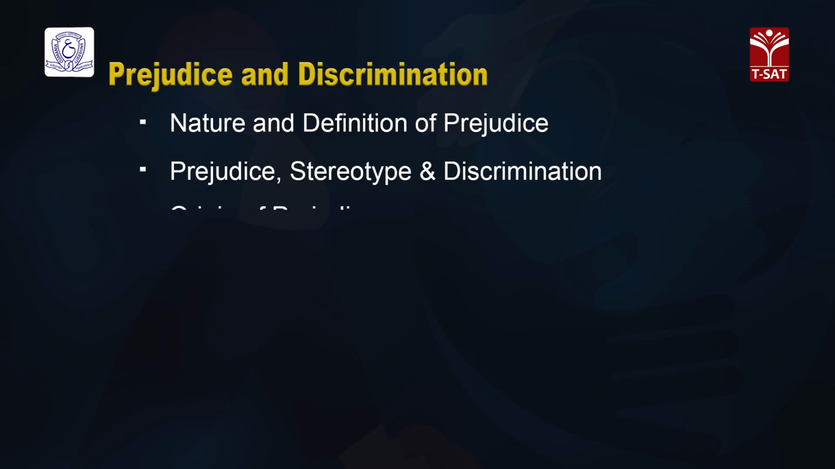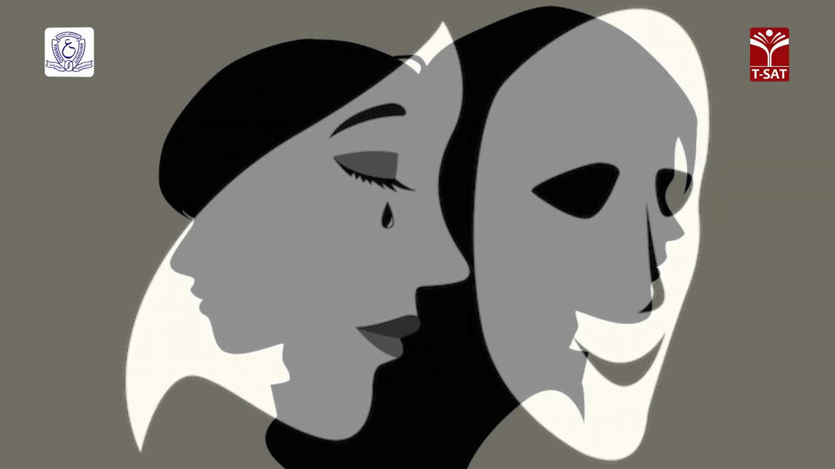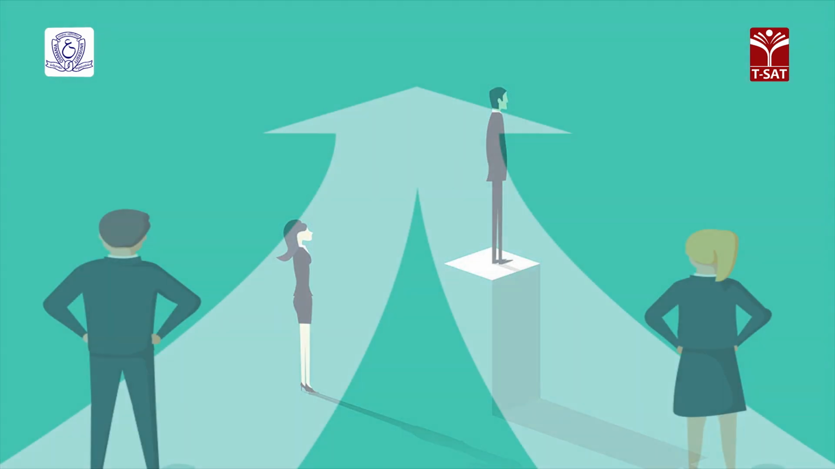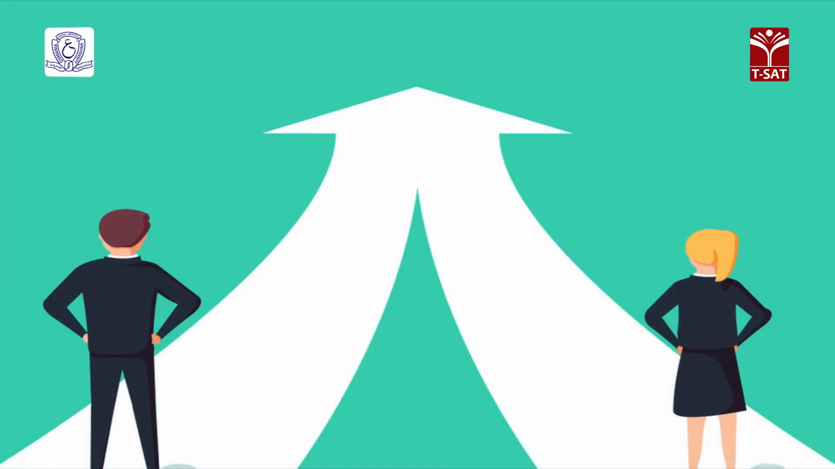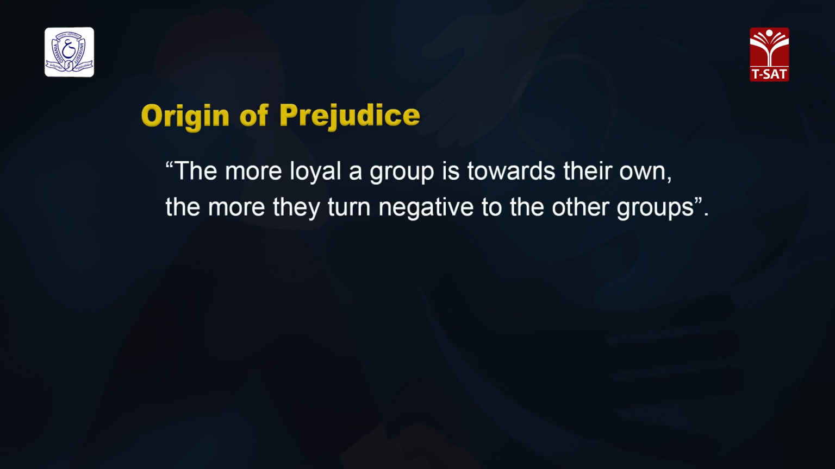Now we will look at the origin of prejudice. Prejudice stems from a threat, either material or symbolic, according to Jackson and Bennett in 2010. Threat arises from the fear that one's needs would be undermined by another, which has an effect on one's self-esteem. According to a cross-cultural study of 186 different societies, the more loyal a group is towards their own, the more they turn negative to the other groups.